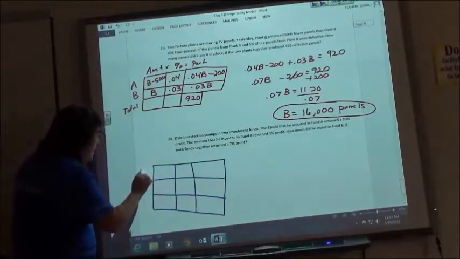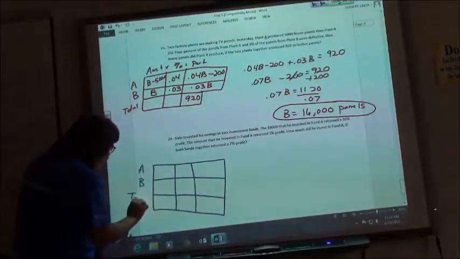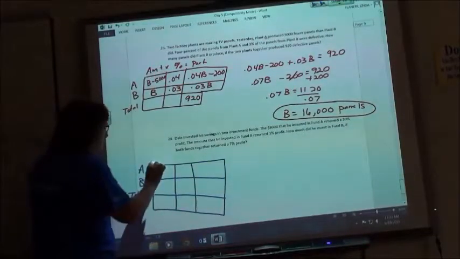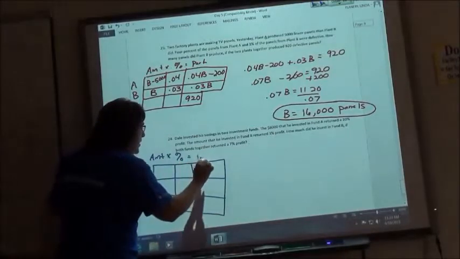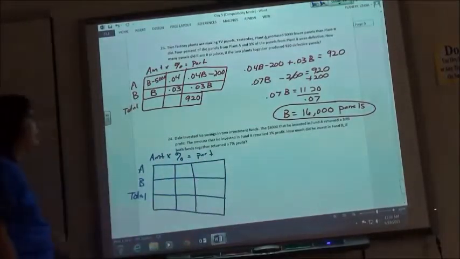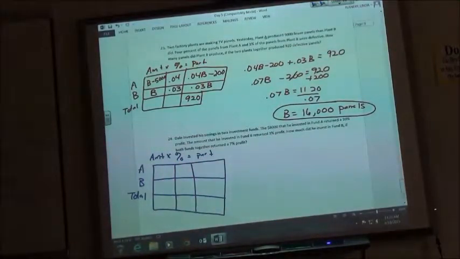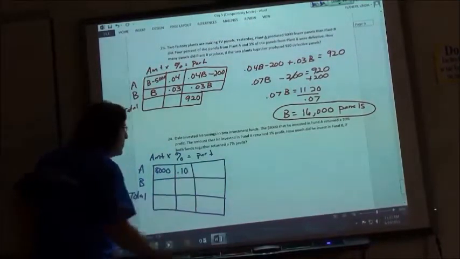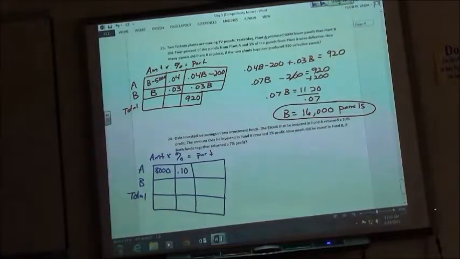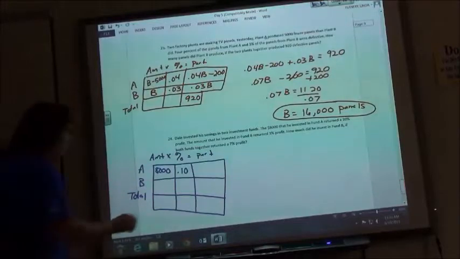We have A and B again? Yep, we have A and B again. My totals, my amount, my percent to equal my part. So Dal invested his savings into 2 investment funds. The $8,000 he invested in Fund A returned a 10% profit. So we know that in Fund A we had $8,000 and that we made a 10% profit from Fund A. The amount he invested in Fund B returned a 3% profit.